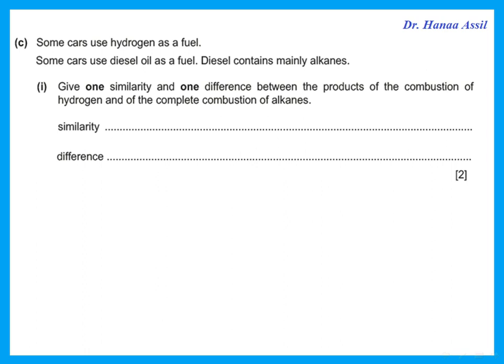Some cars use hydrogen as a fuel. Some cars use diesel oil as a fuel. Diesel contains mainly alkanes. Give one similarity and one difference between the products of combustion of hydrogen and complete combustion of alkanes. Remember, when you burn hydrogen, what do you get? Burning of anything means reaction with oxygen. And when we burn hydrogen, the only product I have is water.